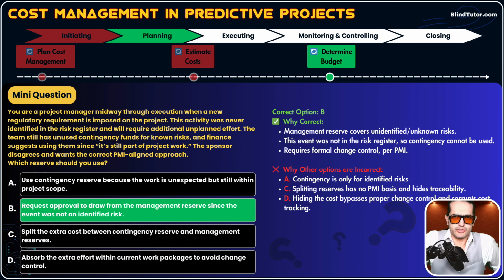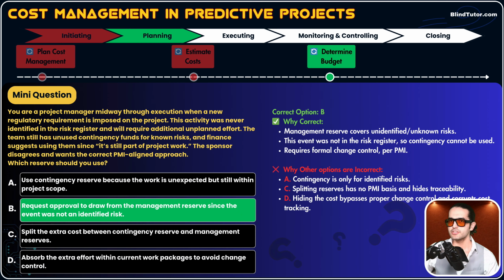Let's go through the description. Management reserve covers unidentified or unknown risks. This event was not in the risk register, so contingency cannot be used. And it requires formal change control per PMI. Guys, remember, whenever you want to use management reserve, you need to initiate and apply the integrated change control process.